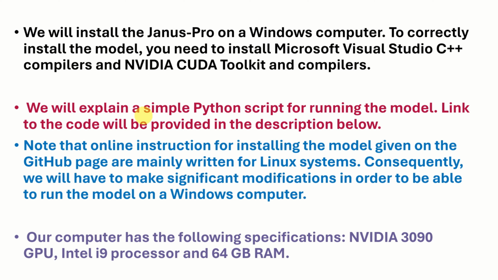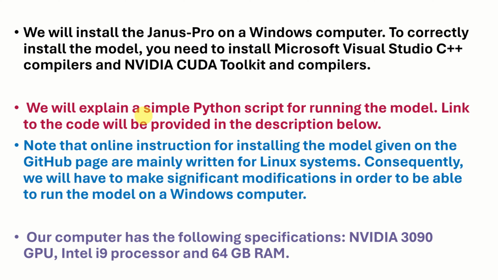So here are some important comments and remarks. First of all, we will install the Janus-Pro on a Windows computer. To correctly install the model, you will need to install Microsoft Visual Studio C++ compilers, and NVIDIA CUDA toolkit and compilers. This is necessary for properly installing and running PyTorch. Then, we will explain and create a simple Python script for running the model. Link to the code will be provided in the description below this video.